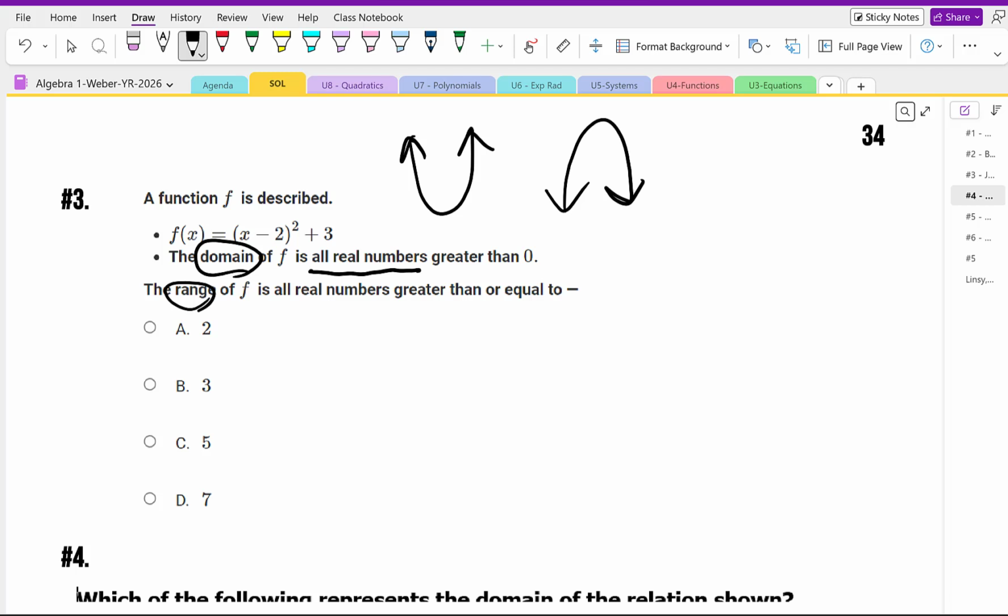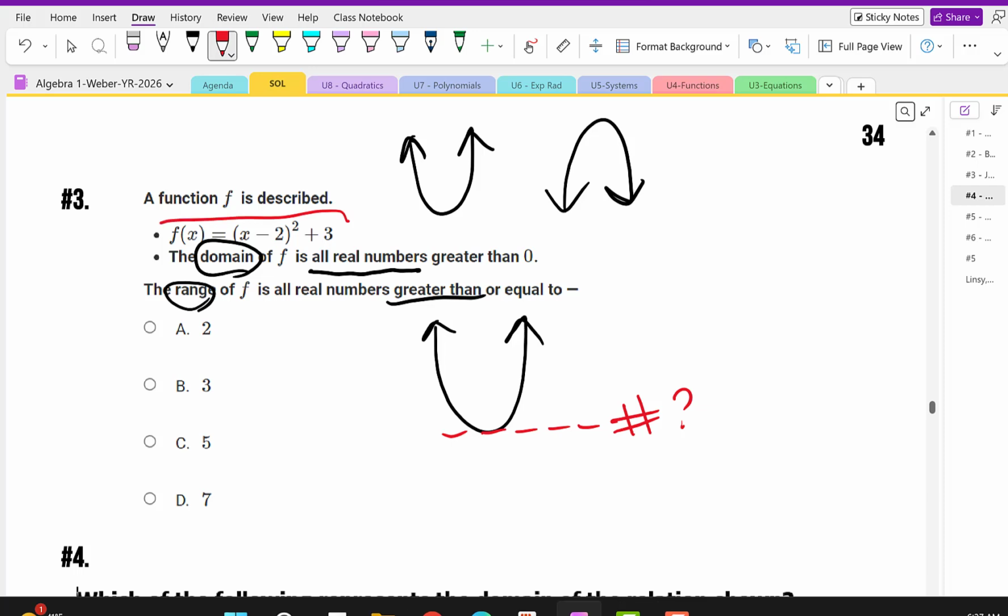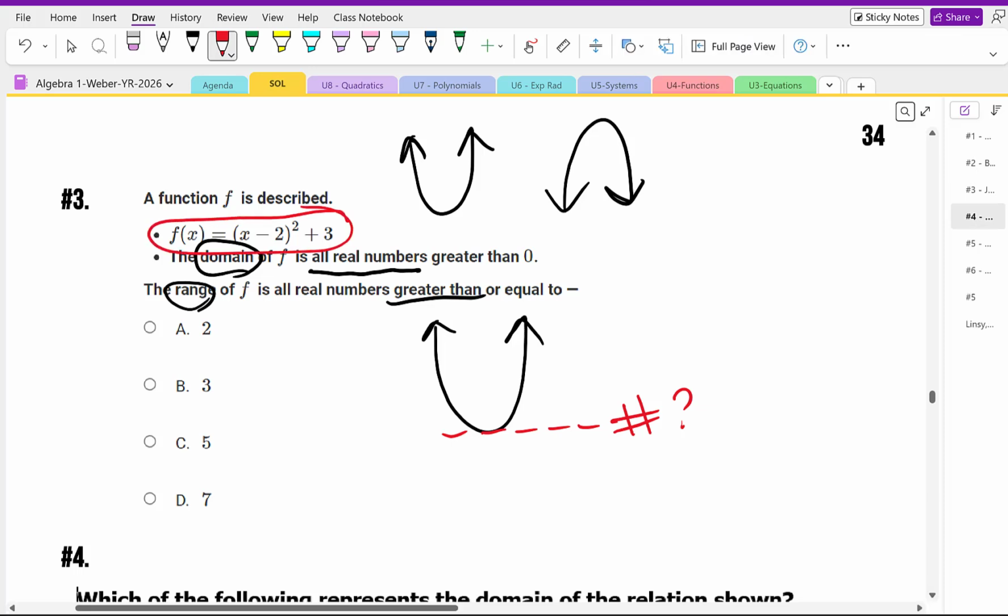It says the range is all real numbers greater than. Okay, remember, greater than means it's facing upwards. So I know it's like this. But now they want us to identify, or equal to, what's the number at the bottom? What number? So what you can do is just type this equation into the calculator.